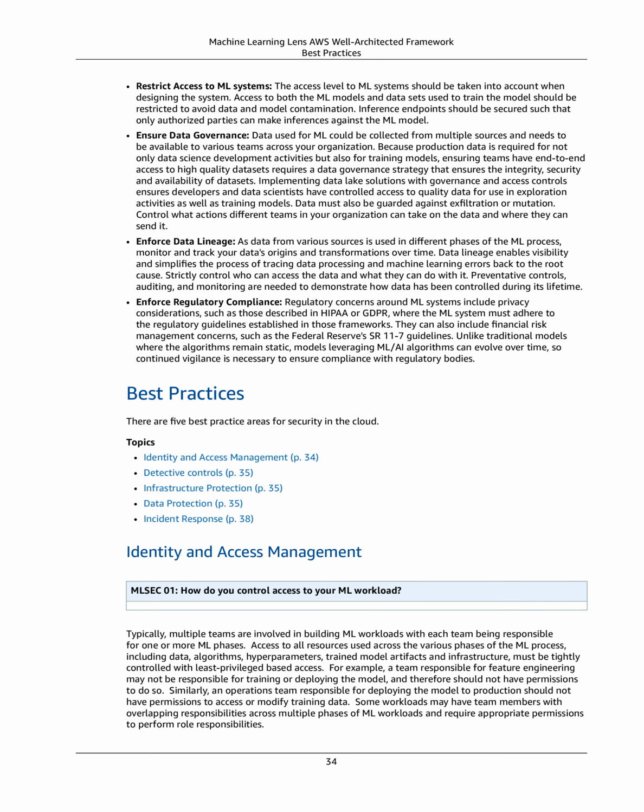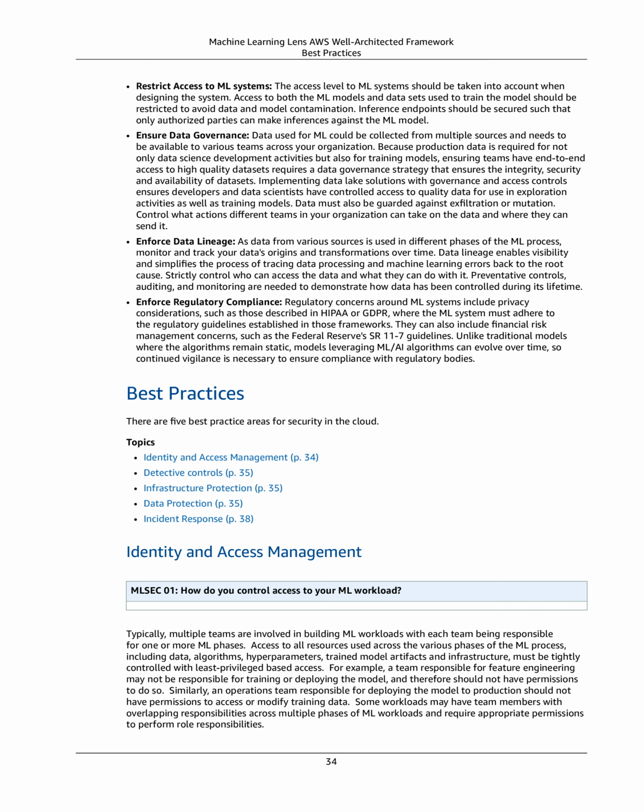Typically, multiple teams are involved in building ML workloads, with each team being responsible for one or more ML phases. Access to all resources used across the various phases of the ML process, including data, algorithms, hyperparameters, trained model artifacts, and infrastructure, must be tightly controlled with least privileged based access. For example, a team responsible for feature engineering may not be responsible for training or deploying the model, and therefore should not have permissions to do so.